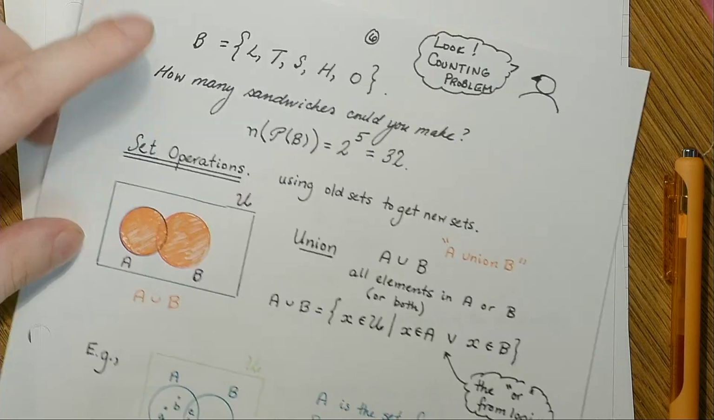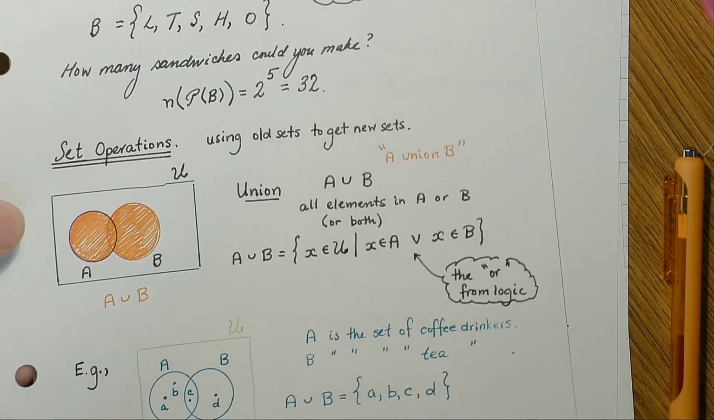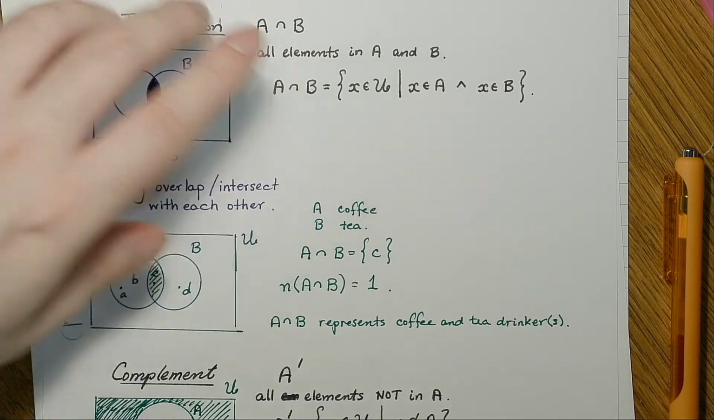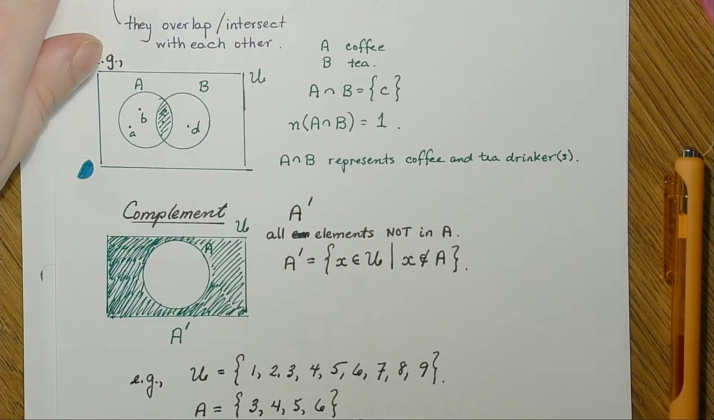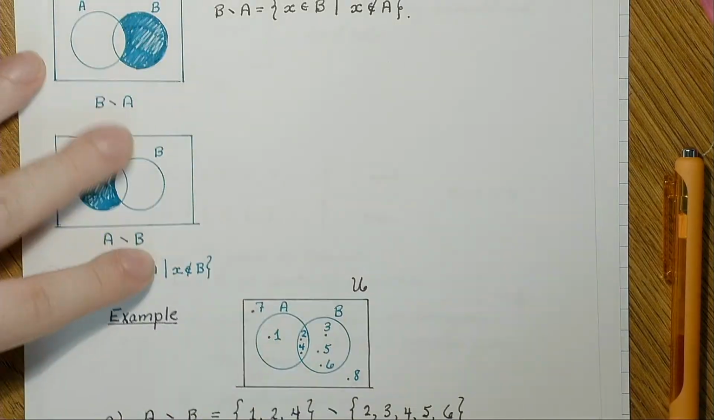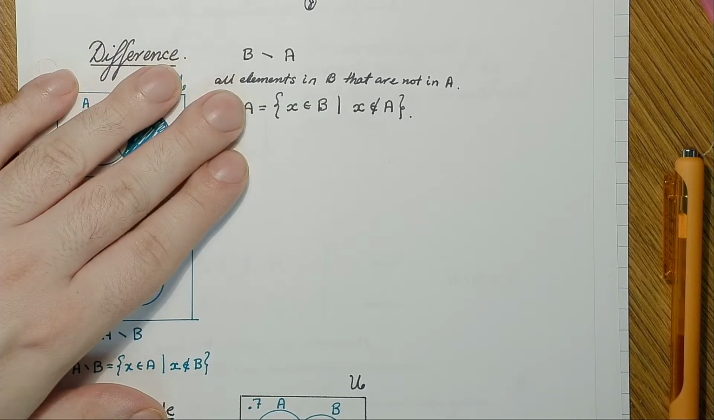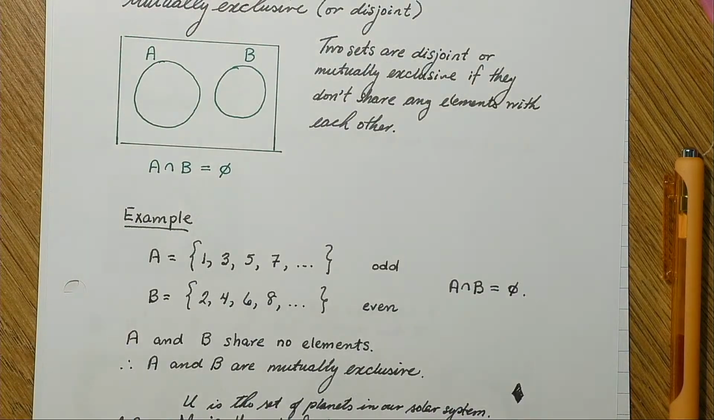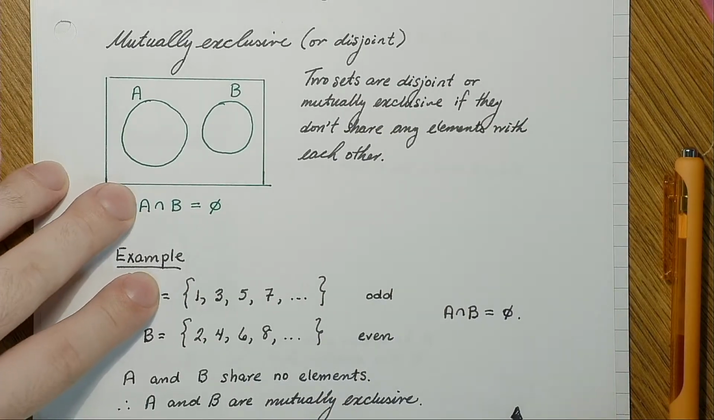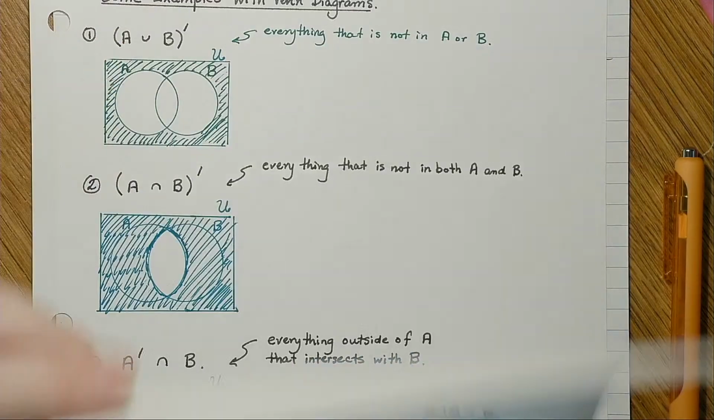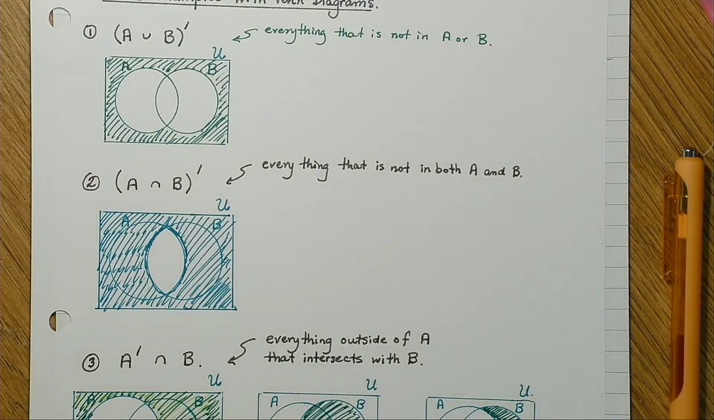We had done union, which was all the elements in one set or the other set or both. We did the intersection, where it was an element that was in both sets. We did the complement, where it was all the elements that weren't in the set. We did the set difference, where we had one set and we took away the elements that were in another set. We talked about mutually exclusive sets. These are sets that do not share elements with one another. And then we finished it with some examples of Venn diagrams.